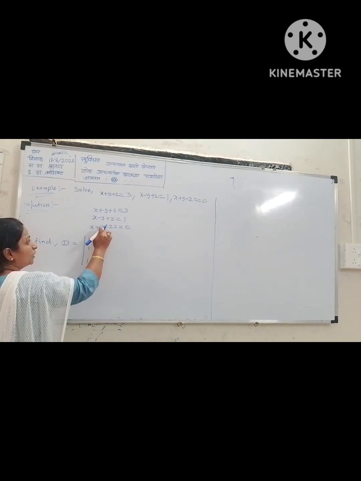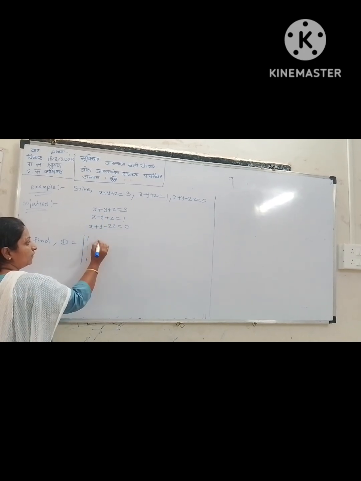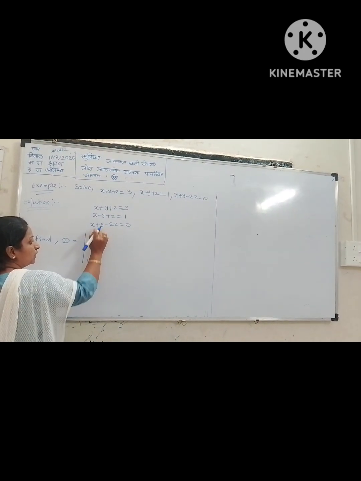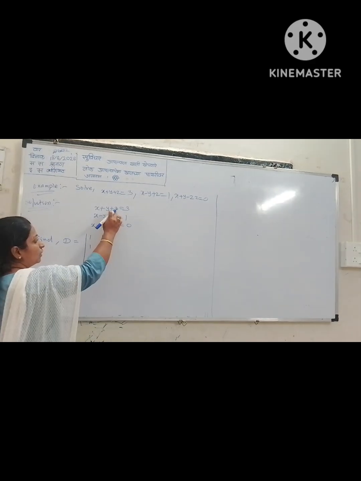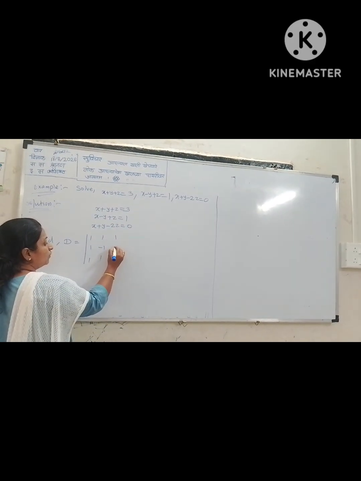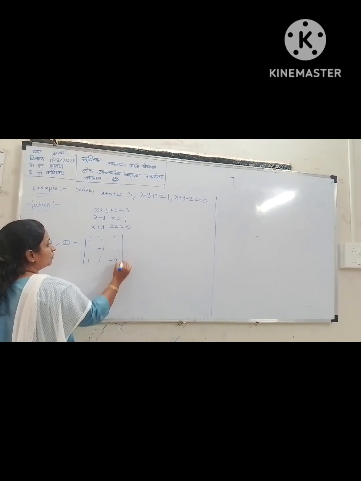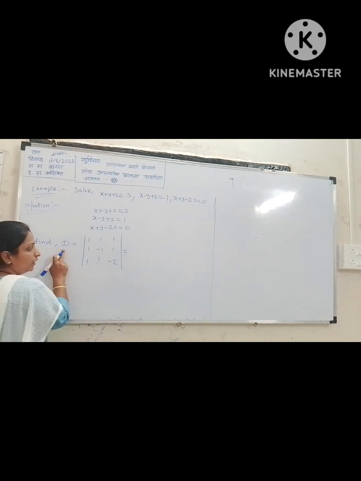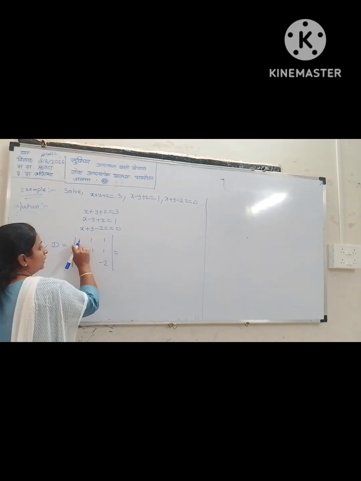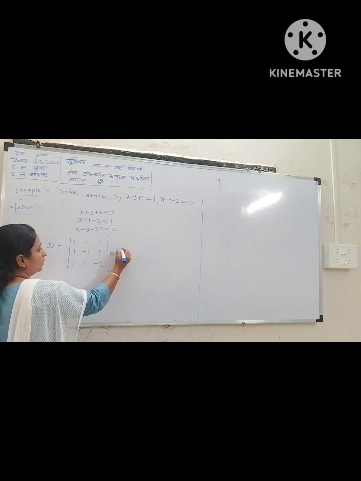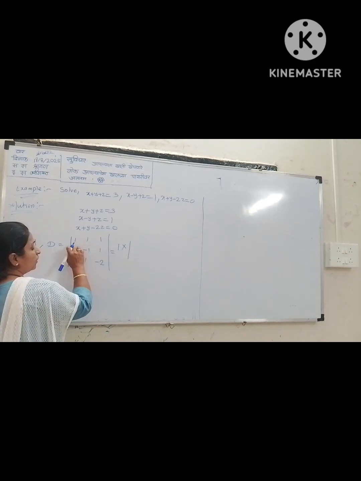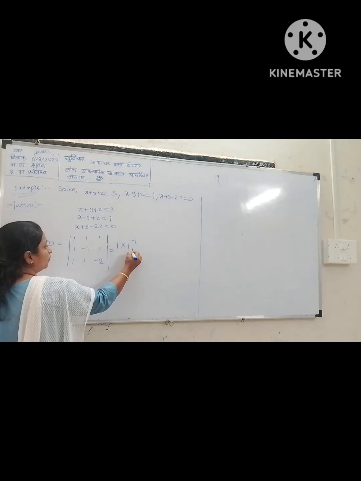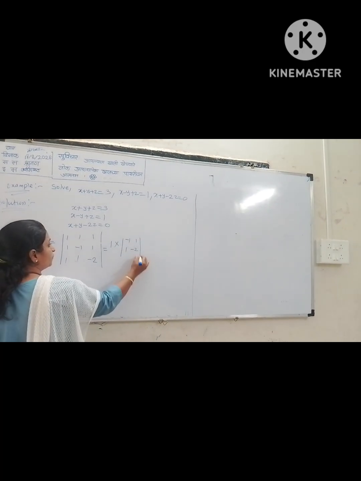Second column is nothing but the coefficient of the second variable y: 1, here minus 1, here 1. Third column, coefficient of z: 1, 1, minus 2. Okay, solve this determinant, we get the value of determinant D. How to solve? Take first row, 1 into what is the minor of 1? Take first row, first column: minus 1, 1, 1, minus 2.